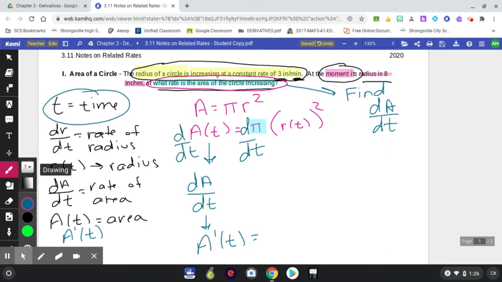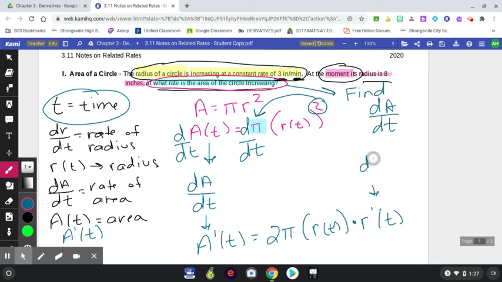And so when I go to take the derivative of pi times r of t squared, remember I'm going to use my power rule. I'm going to multiply 2 times the coefficient, which is pi, times r to the first. But see, r is not the independent variable. I also need to multiply by the derivative of r, and the derivative of r is r prime of t, which is the same as saying dr/dt, which I write because that's what we wrote over here. dr/dt is also r prime.